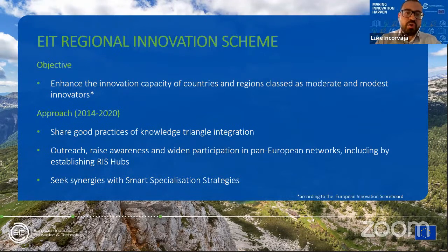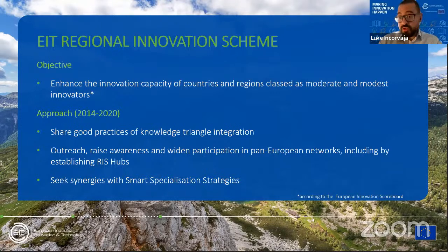So the initial approach in the first 7 years of the EIT RIS's existence was that this would aim at sharing good practices of knowledge triangle integration, which lies at the very core of what we do here at the EIT, but also to outreach, raise awareness, and to a great extent, widen participation in our network. This was done through a number of ways, but one of the main channels was the establishment of what we call RIS hubs. These are offices based across the targeted countries which spearhead our activities there.